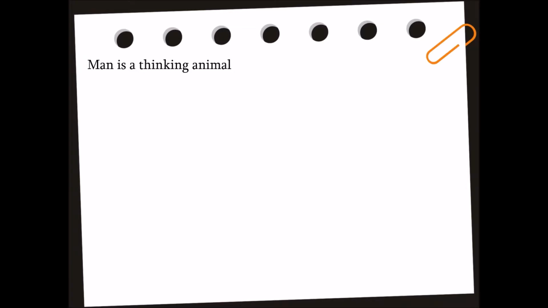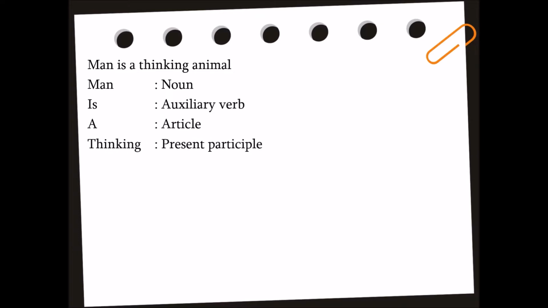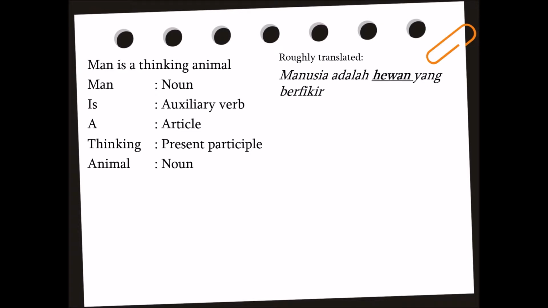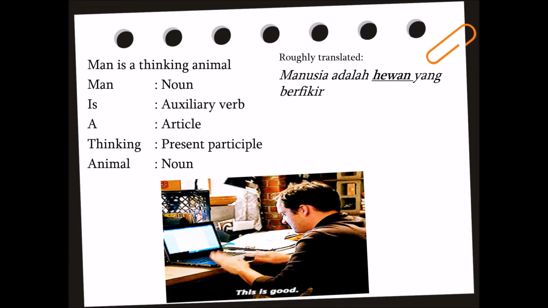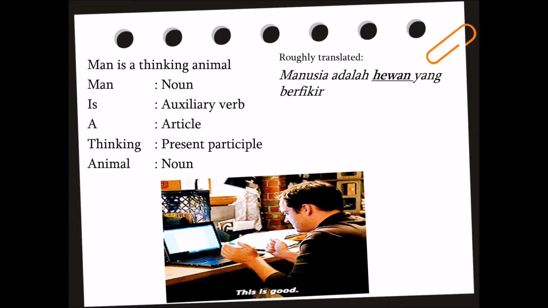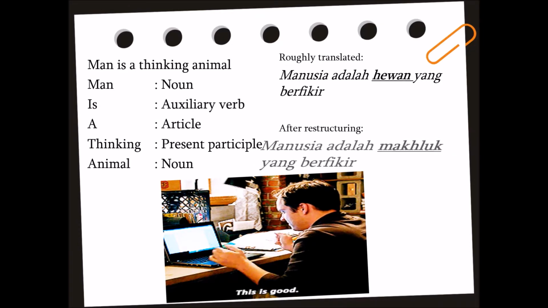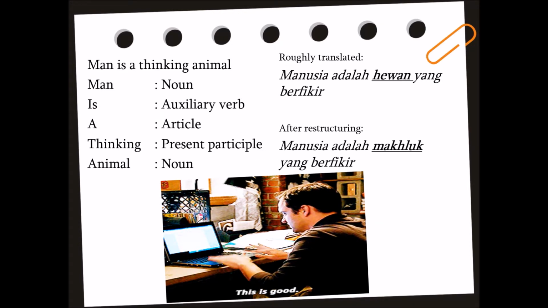Analyze it word by word. Man is a noun, is is an auxiliary verb, a is an article, thinking is a present participle, animal is a noun. Roughly, it will be translated like this: "Manusia adalah hewan yang berpikir." Then the translator will do the restructuring and it becomes "manusia adalah makhluk yang berpikir."